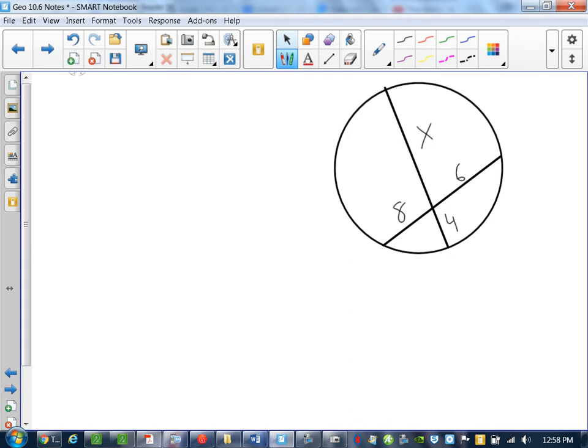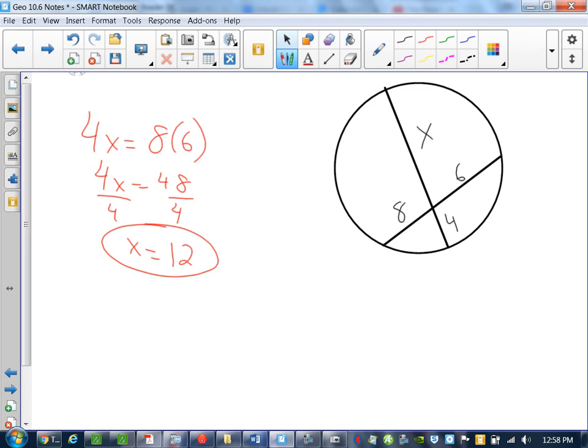So here again, you've got chunk times chunk is chunk times chunk. So you get 4x is 8 times 6. So what's 8 times 6? 48. Divide out by your 4, and you get 12. So I wanted to start with something that looked awful, and then show you guys, hey, it's not always going to be that bad. Multiply something out. Okay?